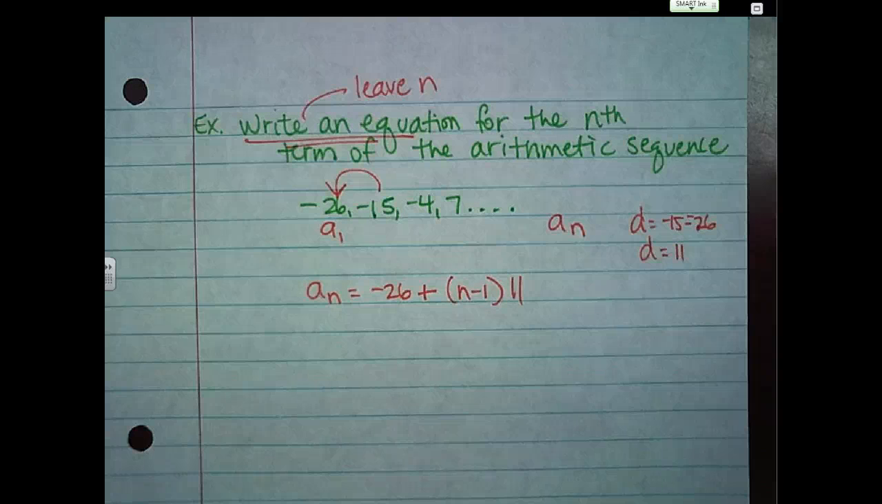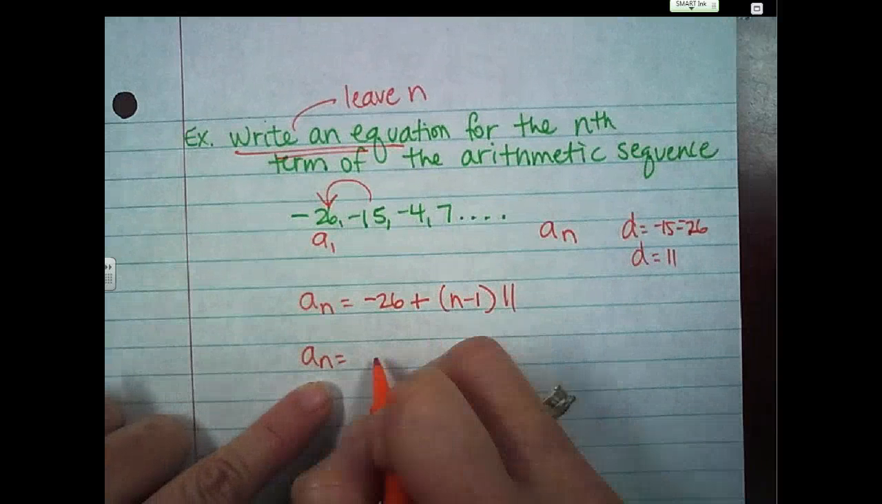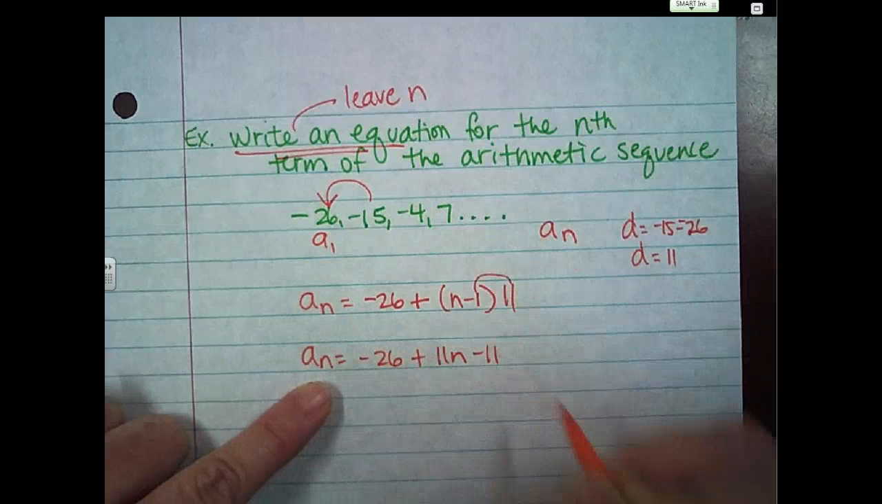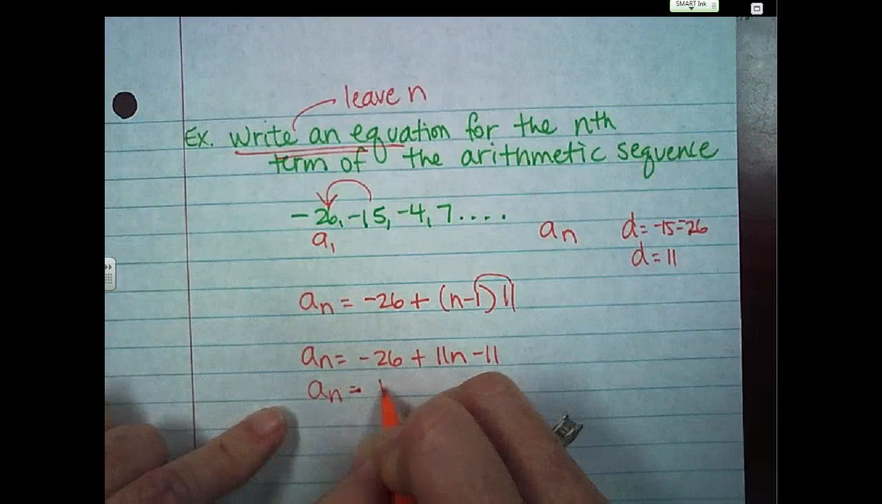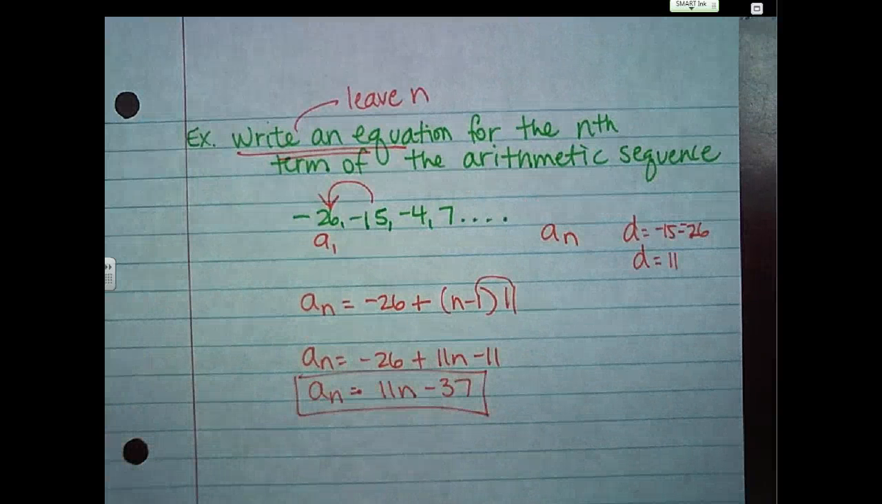Now distribute it and simplify all the way. So a sub n, the nth term, any term you want to look for, you start at negative 26, combine those together, so a sub n equals 11n minus 37, or negative 37 plus 11n. You've written the rule. You can find any term I want. I want the 4th term, plug in 4. I want the 100th term, plug in 100. That's the rule. The rule or the equation leaves n in it. Okay? All right, you're done.